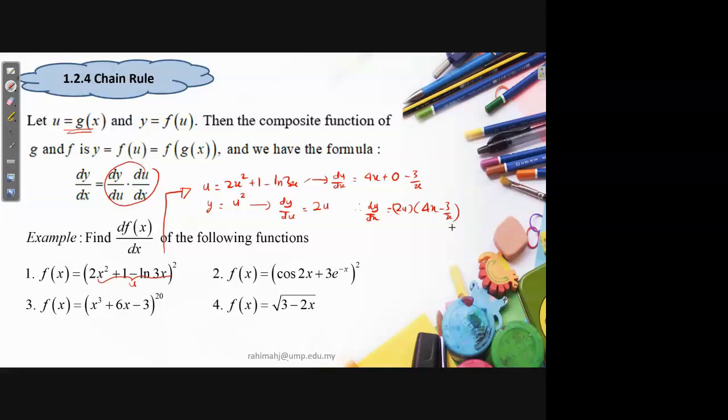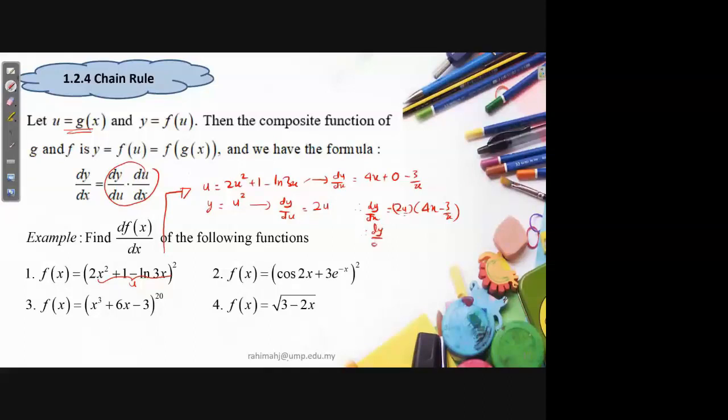This is not the final answer. Why? We already substituted everything into the formula. Can you guess why? Because we have u. Very good. What is u? Our problem is a function of x, so why suddenly come up with a solution in terms of u? Remember to change u back in terms of x.